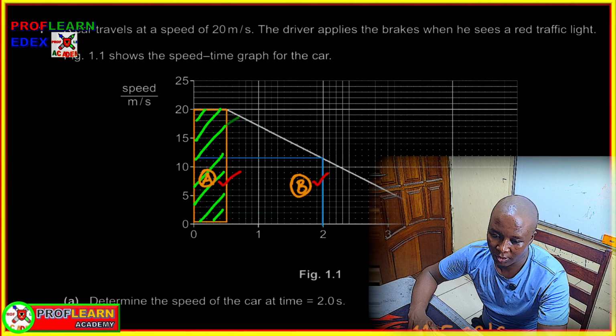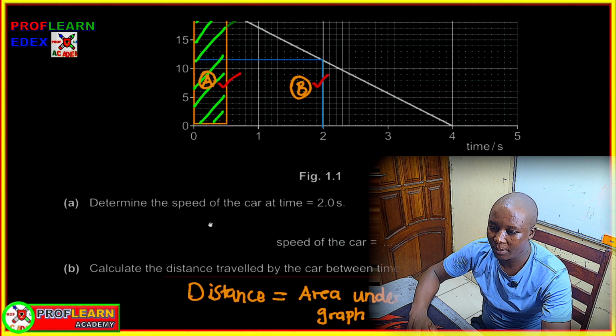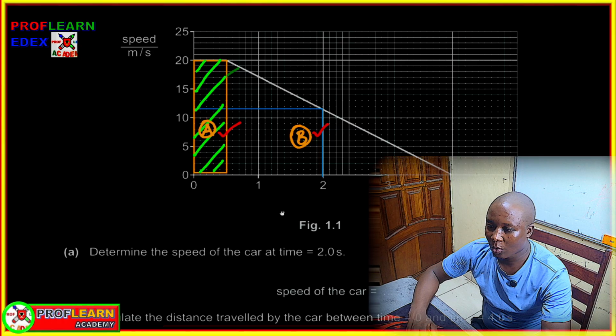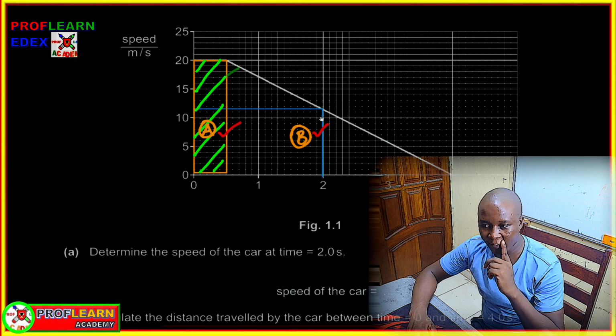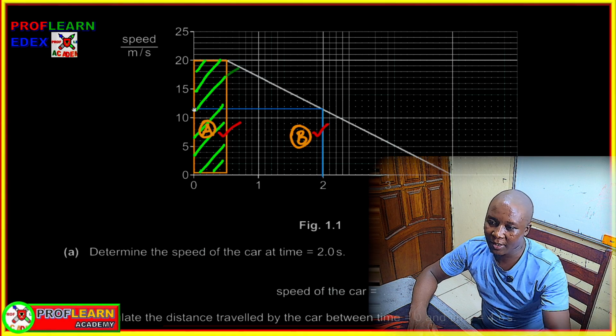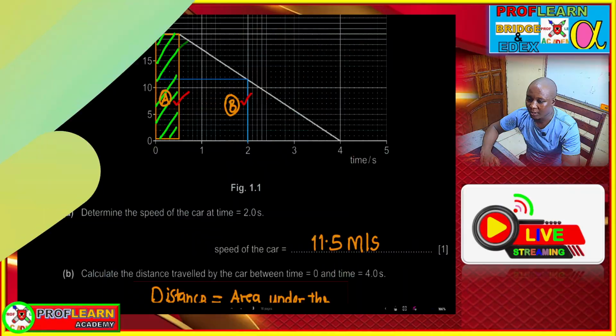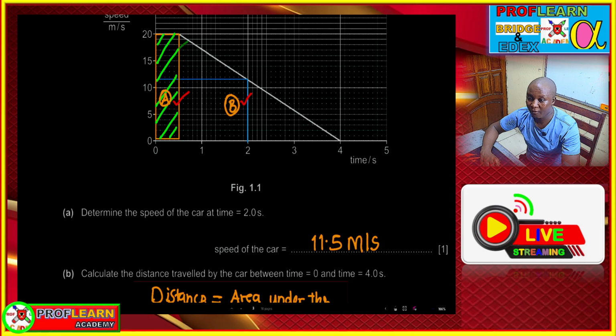In the first question, the student was asked to determine the speed of the car at t equals 2.0 seconds. What that means is that you check where you have 2 seconds, you draw a straight line and check where that line meets the graph, and then you draw a horizontal line at that point. You check which reading is there, and in this case, you get that the value of the speed at that given point is 11.5 meters per second.